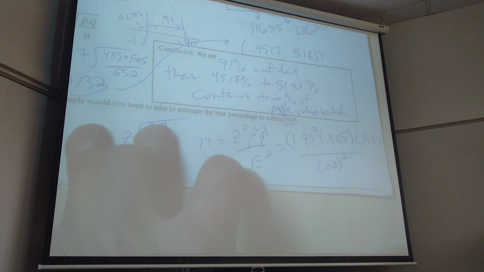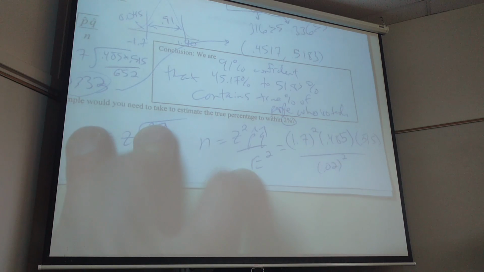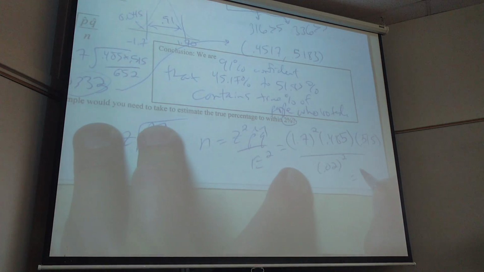1.7 squared times 0.485 times 0.515 divided by 0.02 squared. What do you guys get for that? 1804. Yeah, 1804 point something, so you go up to 1805.